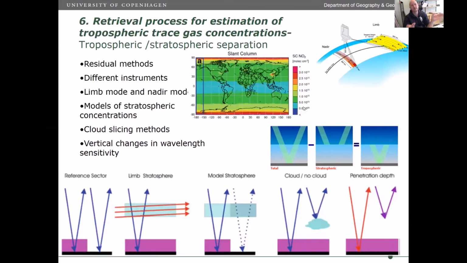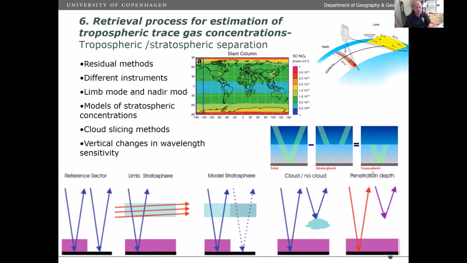Okay, so now we have a measurement of the amount of nitrogen dioxide in the atmosphere, that is in the light path from the sun to the satellite sensor for the entire atmosphere. However, we are living in the troposphere, so we are only interested in what is occurring down here in the troposphere. So we want to remove the concentration measurements from the upper part of the atmosphere.